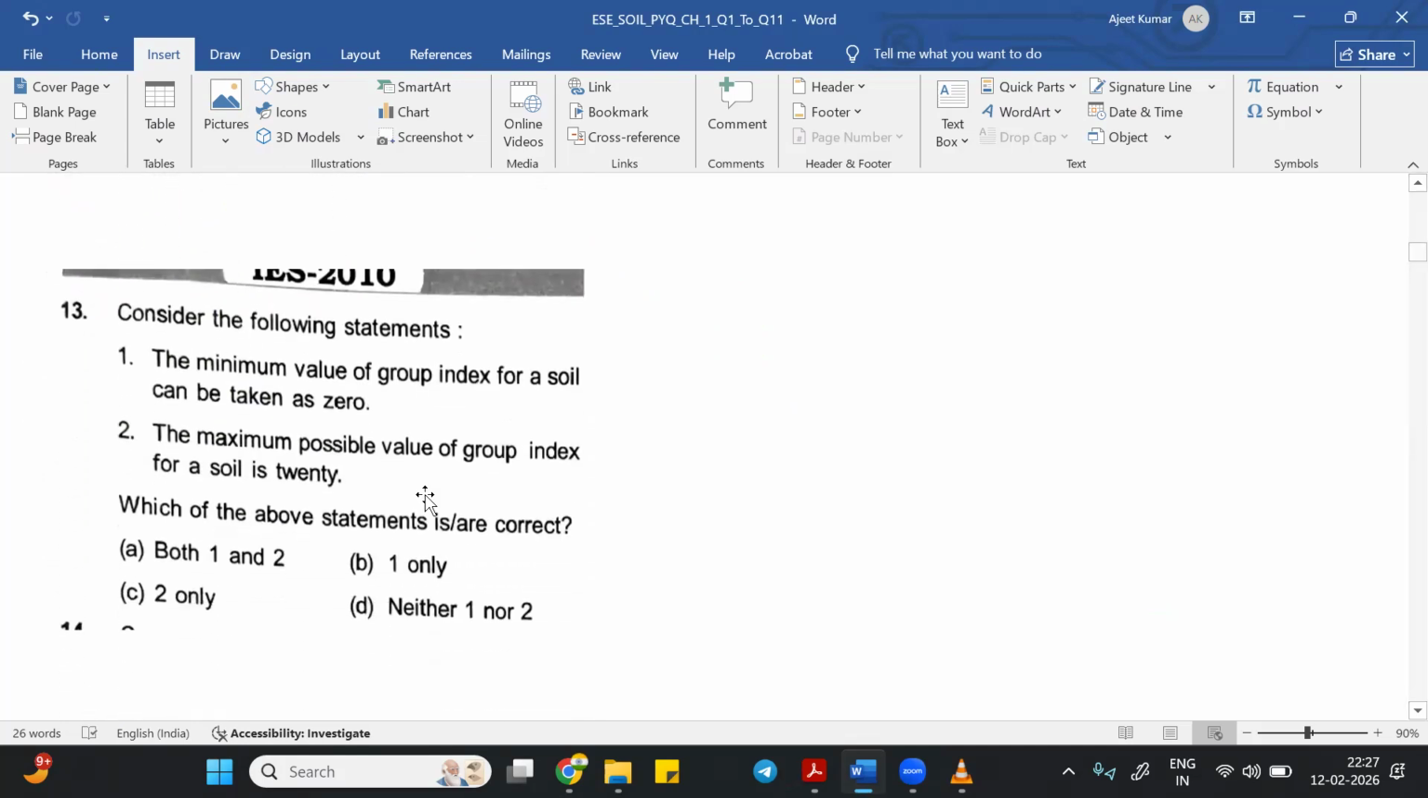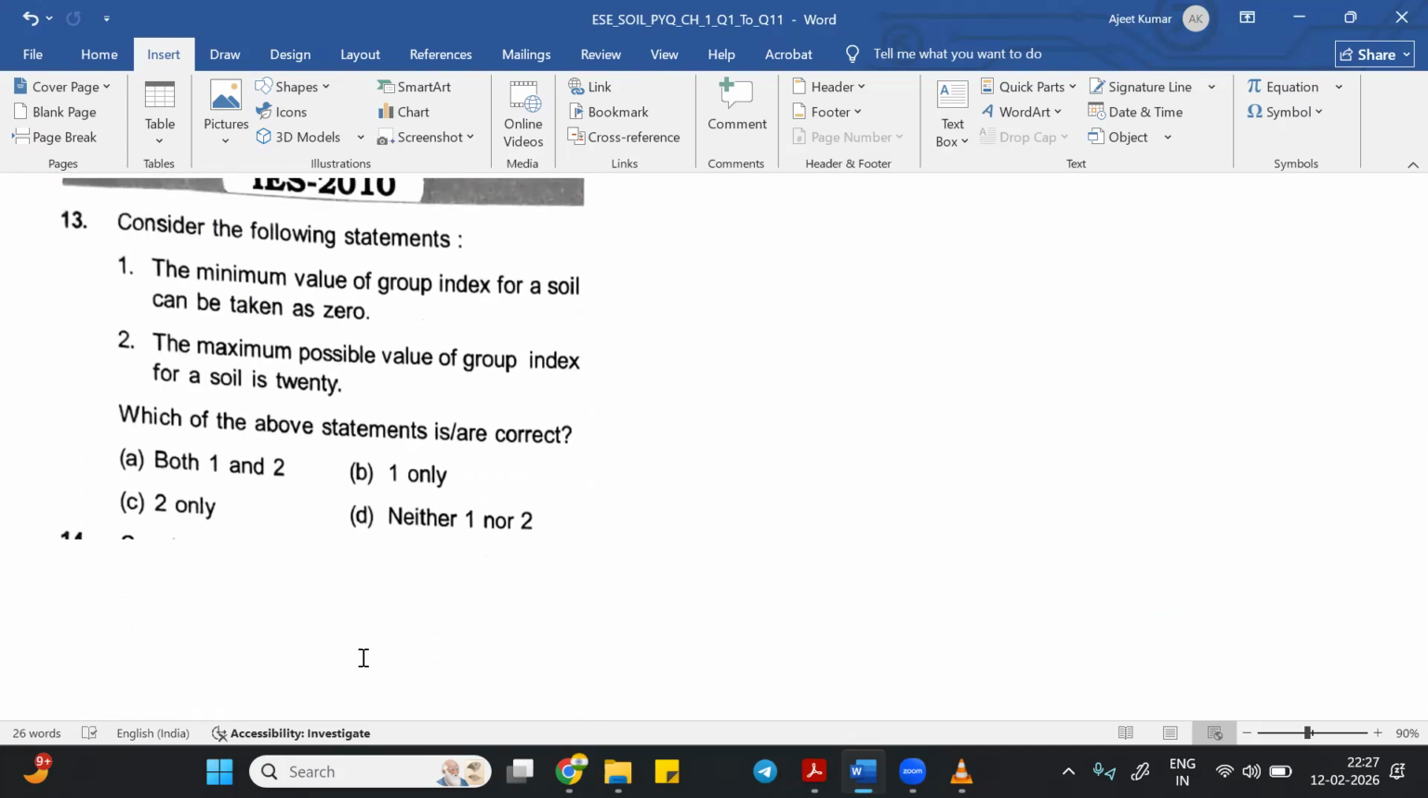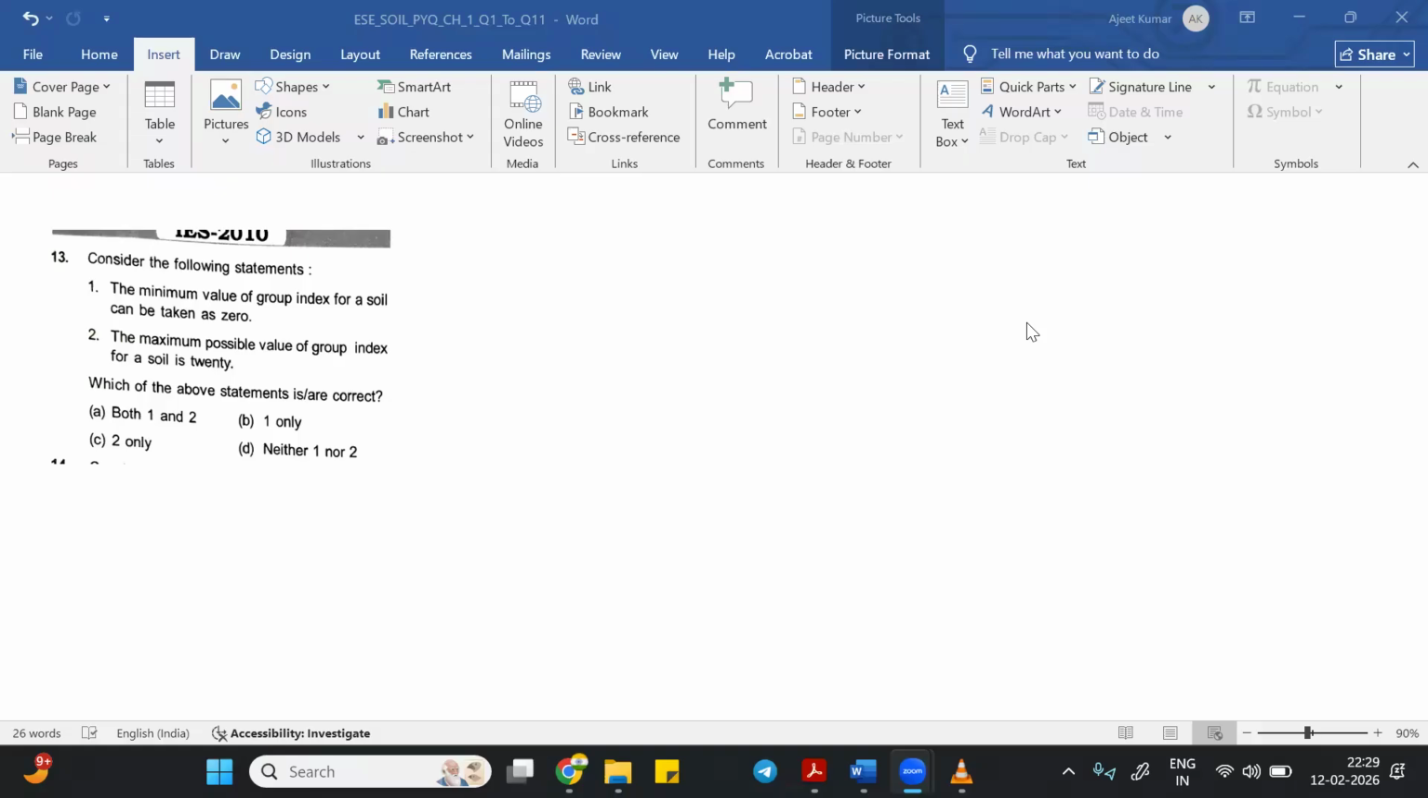Now question number 13. Consider the following statement. First statement is the minimum value of group index for the soil can be taken as 0. Yes, the minimum value can be taken as 0.